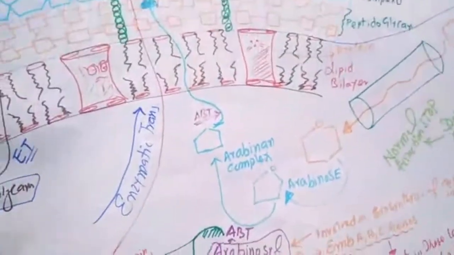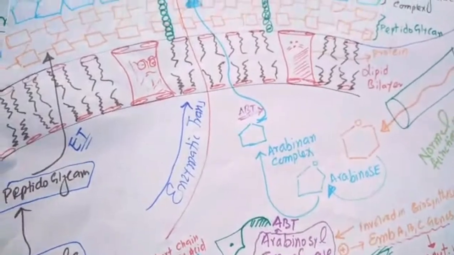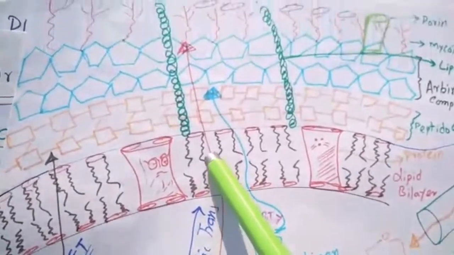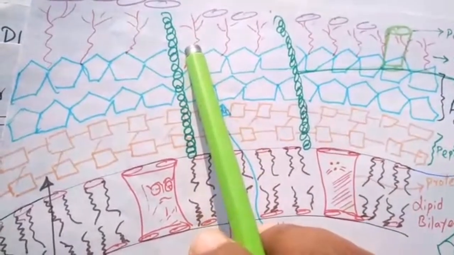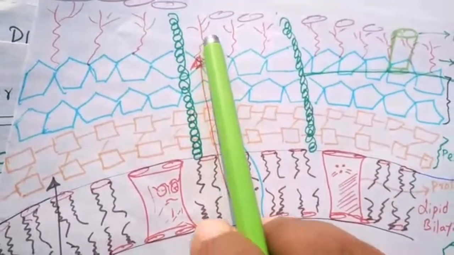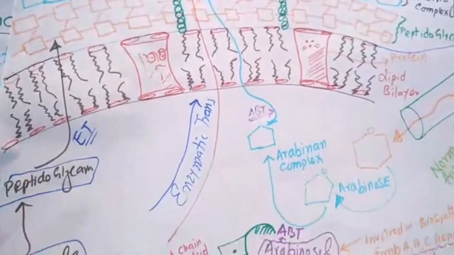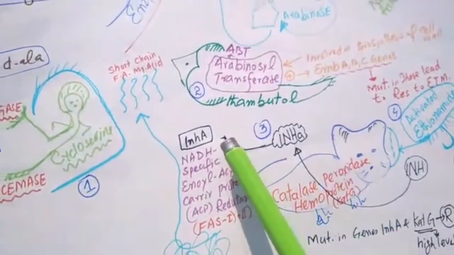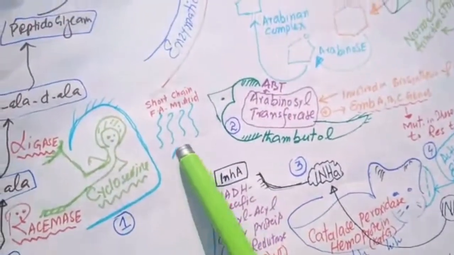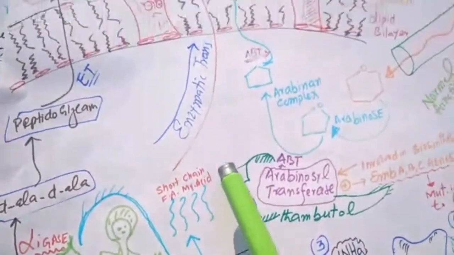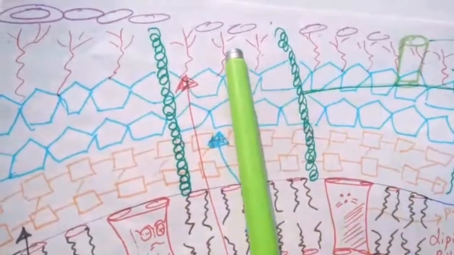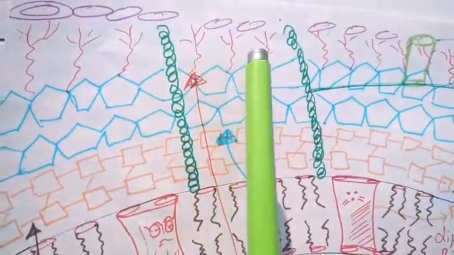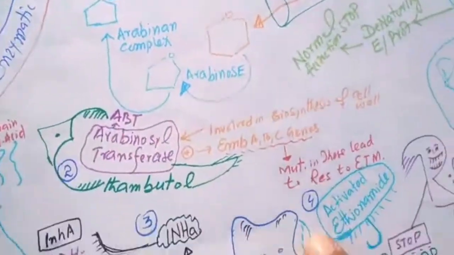And then these mycolic acids are transported outside the cell and make a bond with the arabinogalactan complex. So once INH blocks these enzymes, mycolic acid synthesis is blocked, the mycolic acid content is reduced, and the acid fastness activity is reduced.